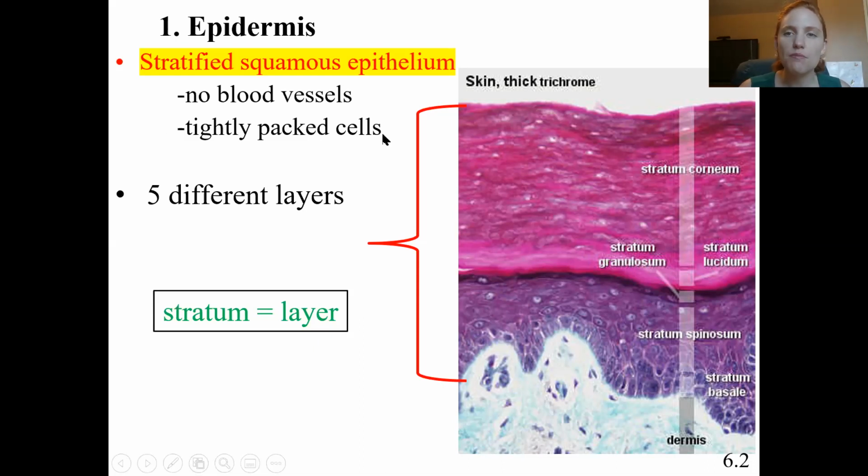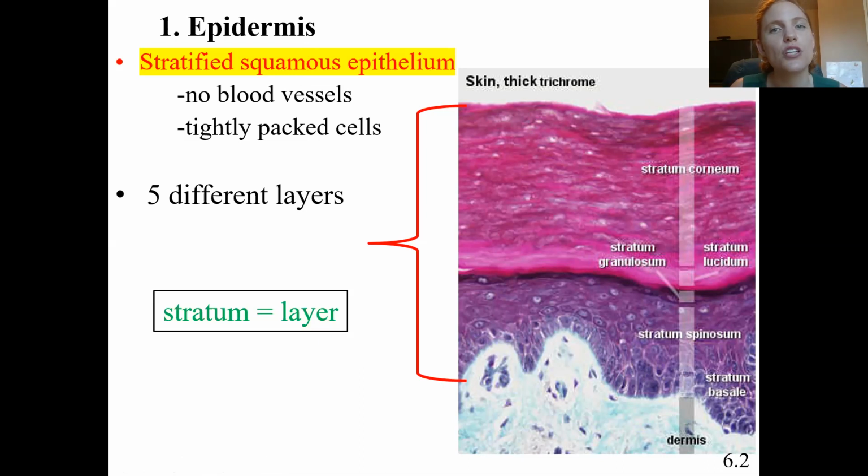And then the second piece of the name is squamous. And squamous, remember, relates to the shape of the cells. And remember that you want to look at the top surface, not at the bottom surface, because they have more of a cuboidal type shape at the bottom. So apical surface cells are squamous, and therefore we have squamous. So I need you to know that the epidermis is made up of the specific tissue type, stratified squamous epithelium.